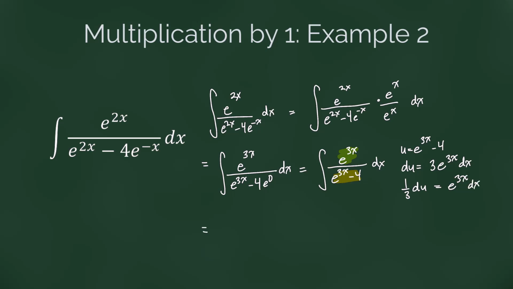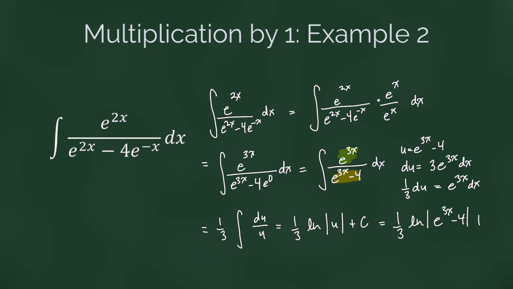Now we'll make our substitutions. We can bring the 1/3 out front, so we have 1/3 times the integral of du over u, which we know the antiderivative of is the natural log of the absolute value of u. So we get 1/3 times the natural log of the absolute value of e to the 3x minus 4 plus a constant c.